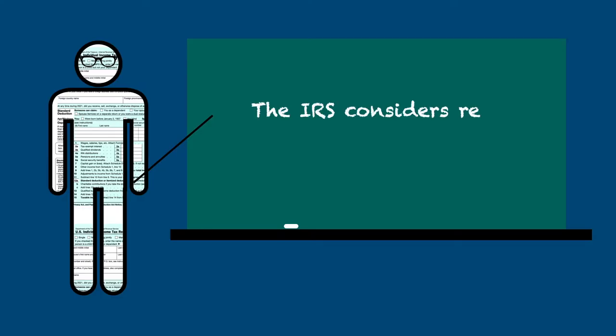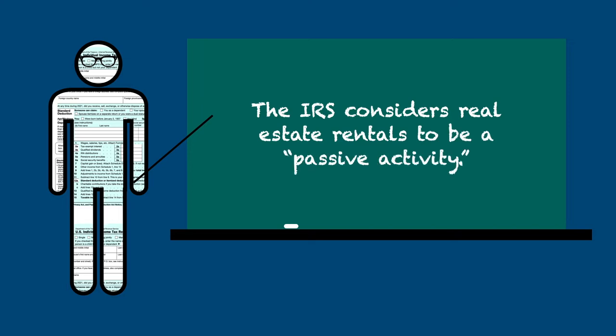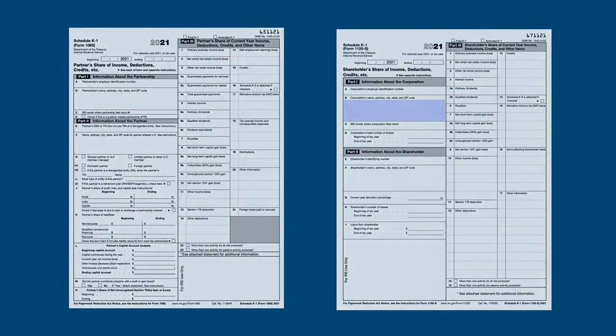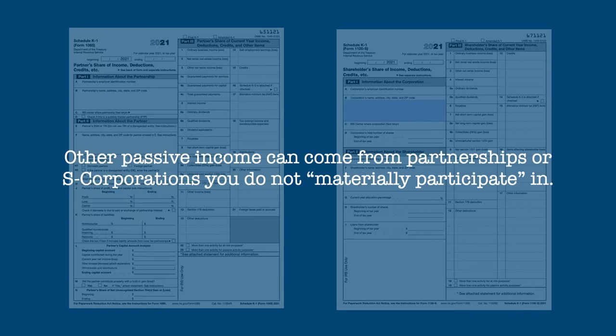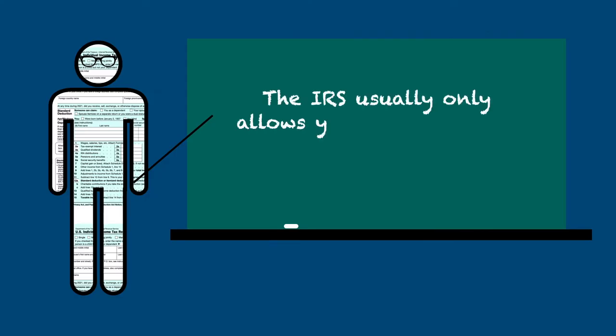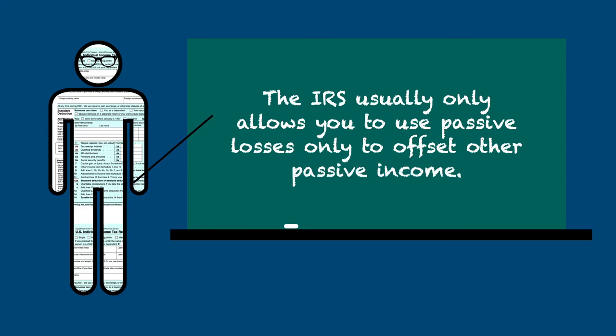In general, the IRS considers real estate rentals to be a passive activity, even though anyone who has ever been a landlord knows that being a landlord is anything but passive. Other passive income can come from partnerships or S corporations that you do not materially participate in. We'll discuss material participation later in this video. The IRS usually only allows you to use passive losses to offset only other passive income.